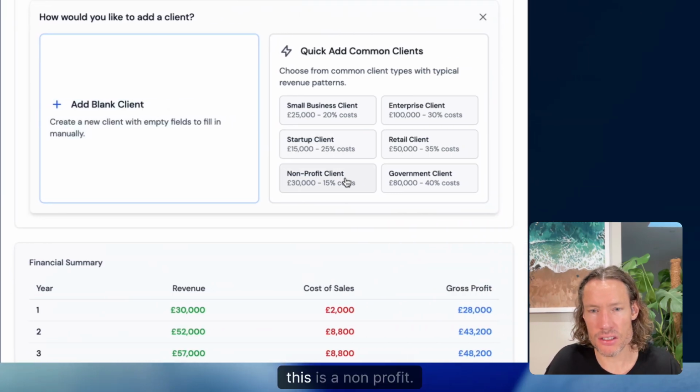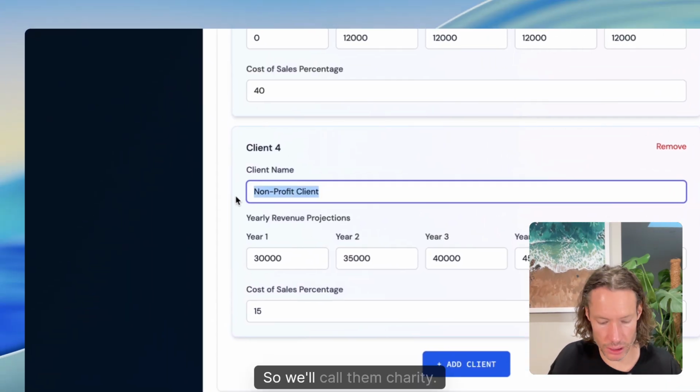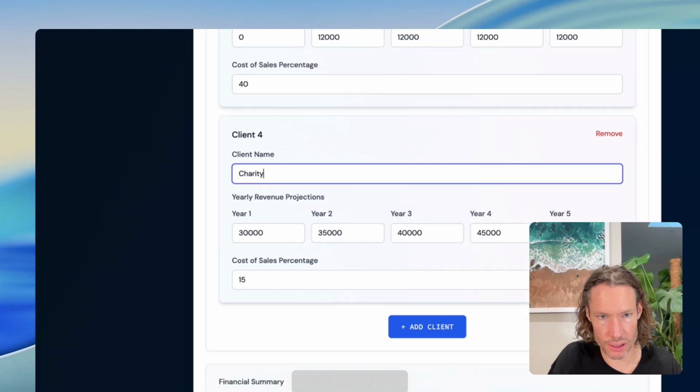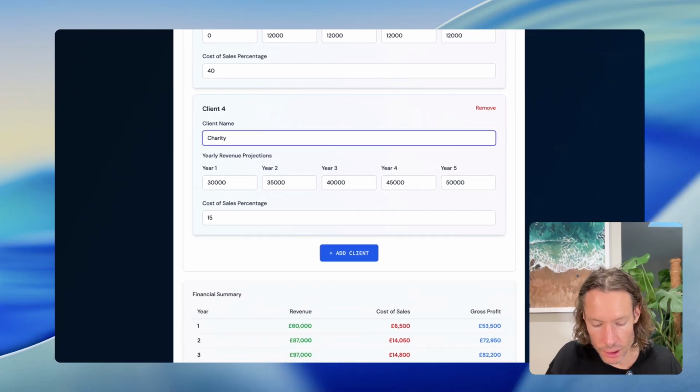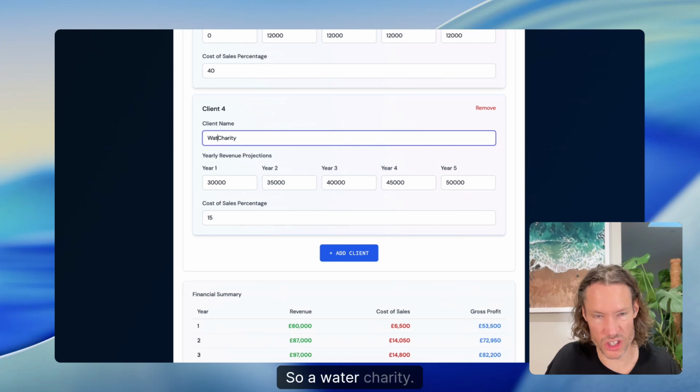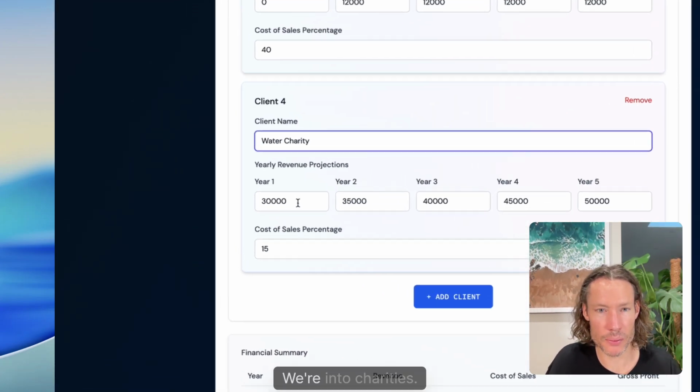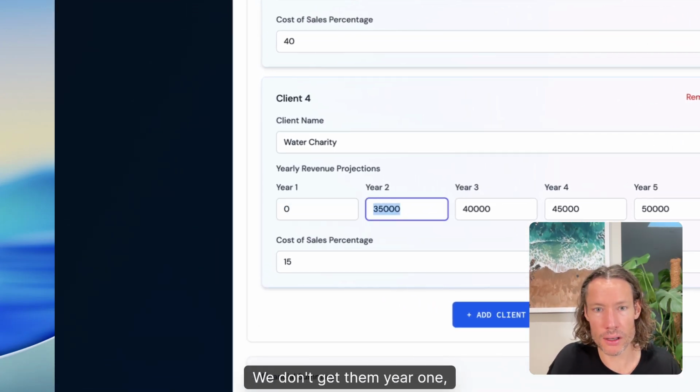And this is a non-profit. Cool. Okay, so we'll call them some kind of charity. Let's go with the theme that we're doing. So a water charity. Water bottle company, we're into charities. We don't get them year 1, don't get them year 2.